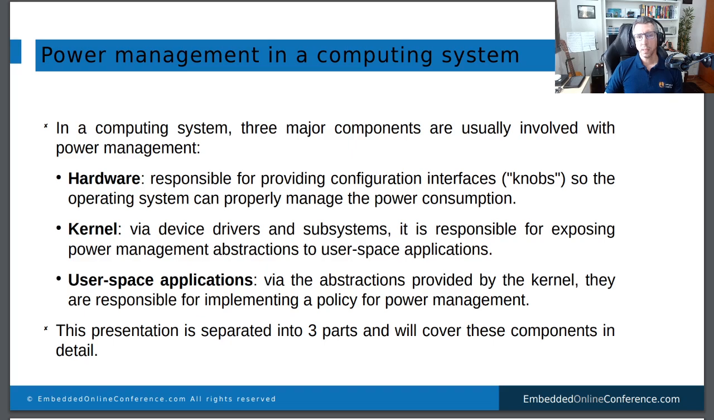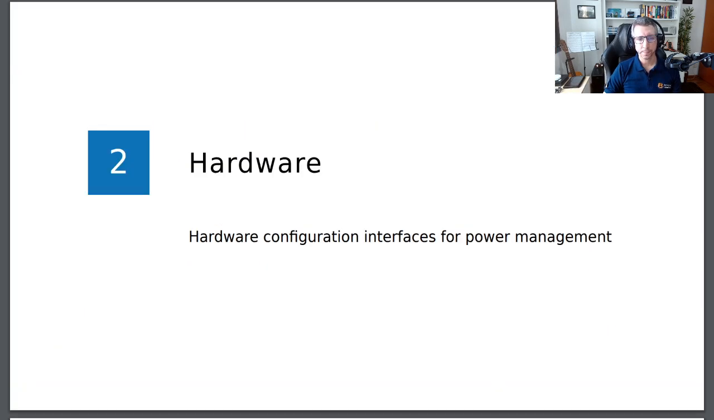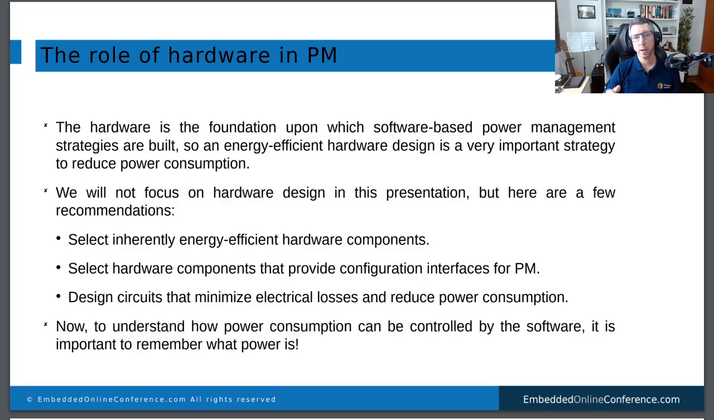In a computing system, we can say there are three major components involved in power management. We have the hardware, then the kernel that manages the hardware, and user space applications. So this presentation is separated in three parts because of this. We're going to first start by talking about the hardware, and then we're going to cover the kernel. And actually, this presentation is really focused on the kernel subsystems for power management. And in the end, we're going to talk a little bit about user space applications. So let's start talking about the hardware.